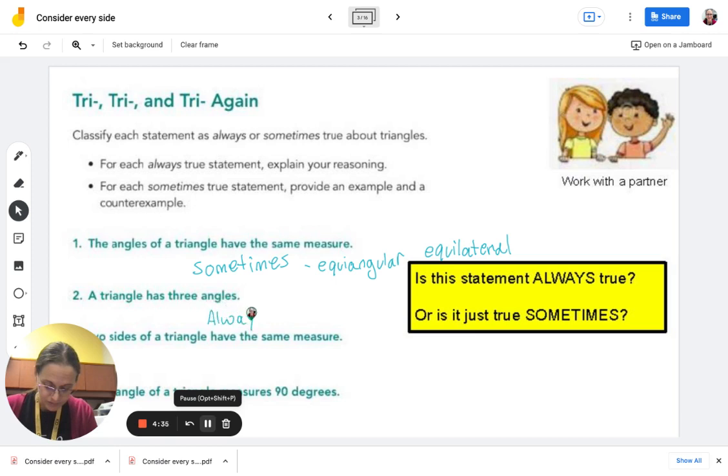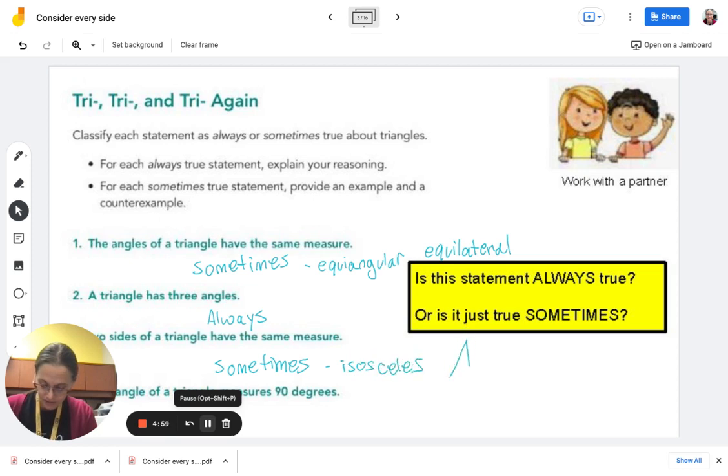All triangles have 3 sides and 3 vertices and 3 angles. This statement is always true. 2 sides of a triangle have the same measure. This is sometimes true, and I bet you know the name of a triangle where 2 of the sides have the same measure. That's called isosceles.